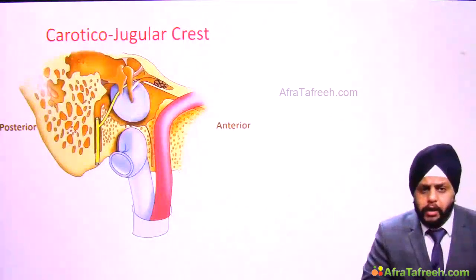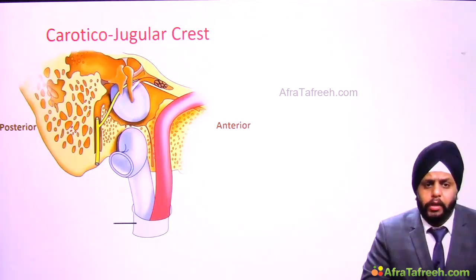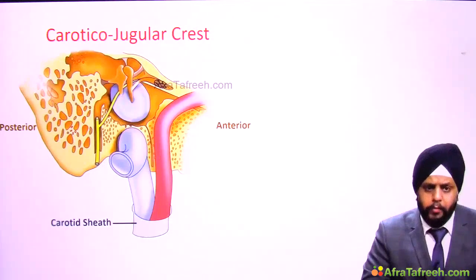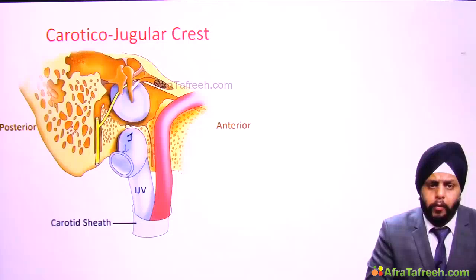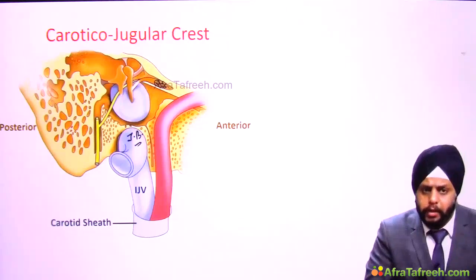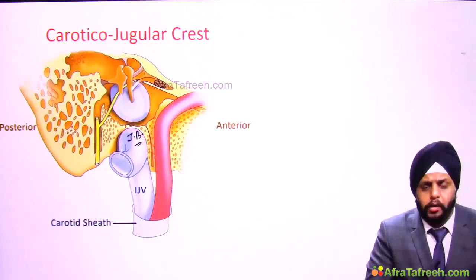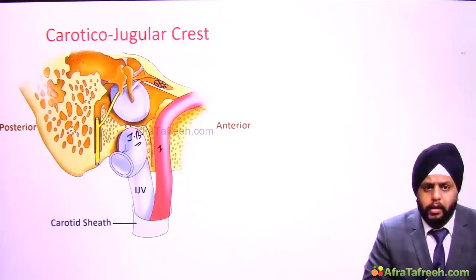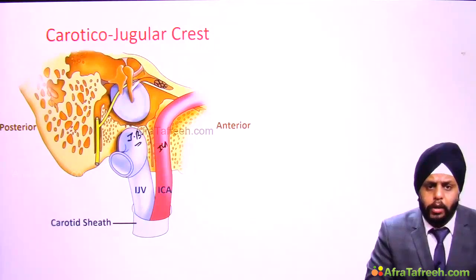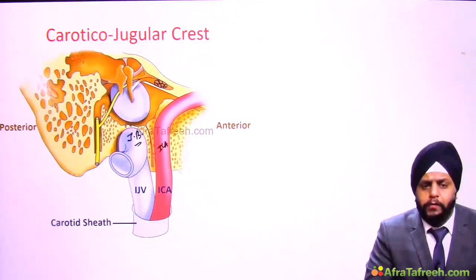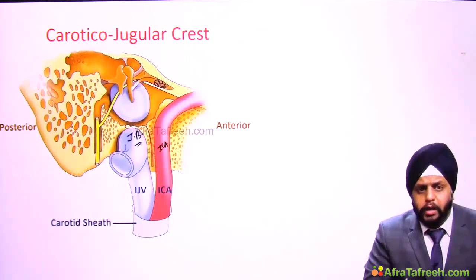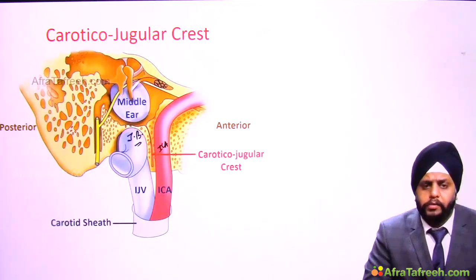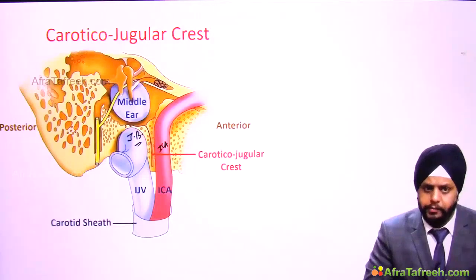So what can we see in this diagram? In this diagram, you can see the carotid sheath. Now from the carotid sheath comes the internal jugular vein and it forms a jugular bulb just below the middle ear, just below the floor of the middle ear. We can also see the ICA going up, and there is a part which is below the floor of the middle ear. Now between the ICA and the jugular bulb, you can see a bony ledge that is known as caroticojugular crest.